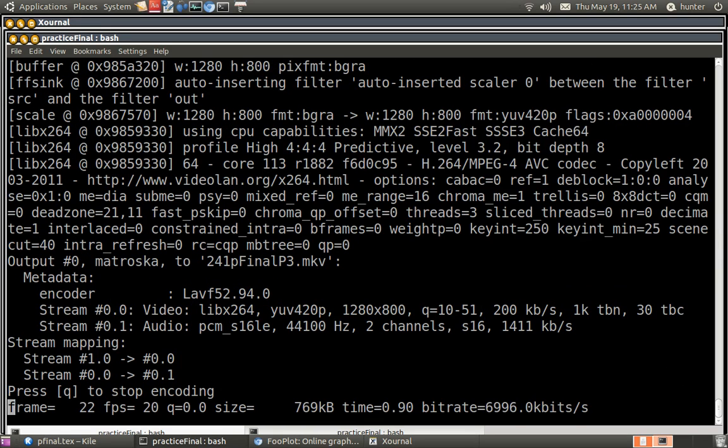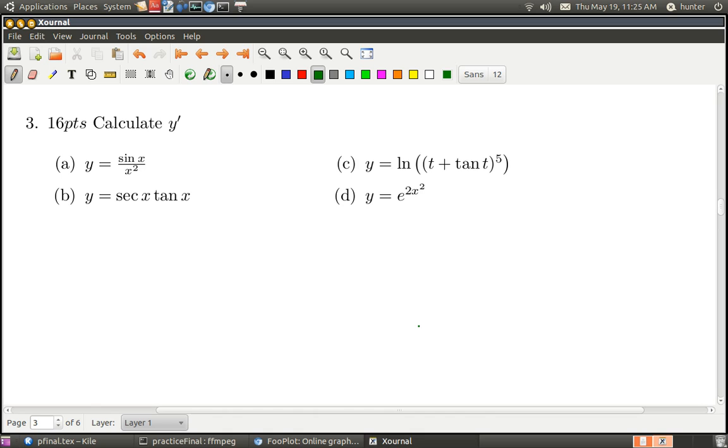Now let's do problem 3 on the practice final. So maybe you thought those first two were a little hard, but this one is very straightforward. You just have to compute some derivatives. So let's do these. So A is asking us if we know the quotient rule, right?